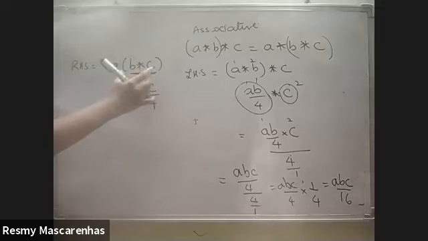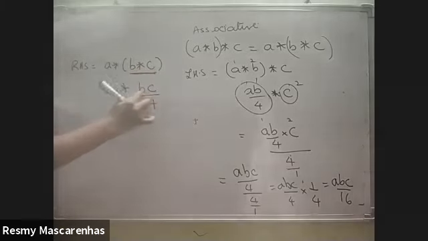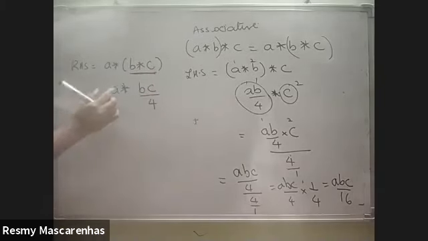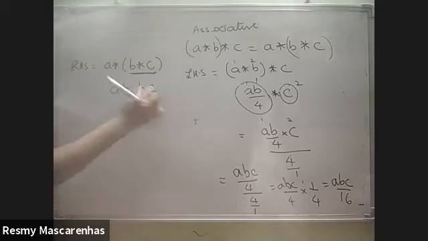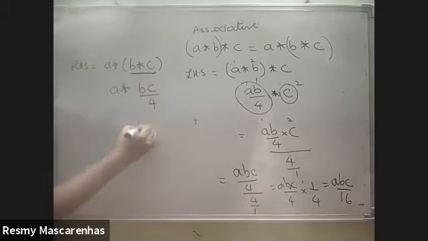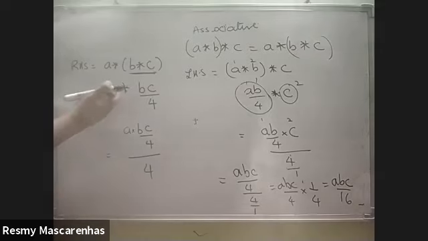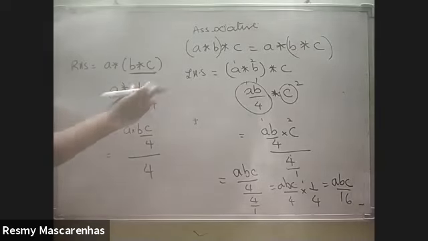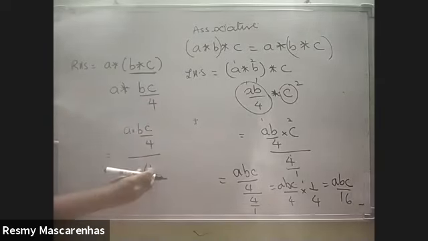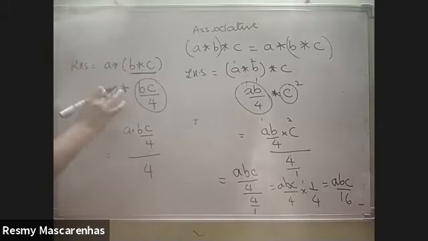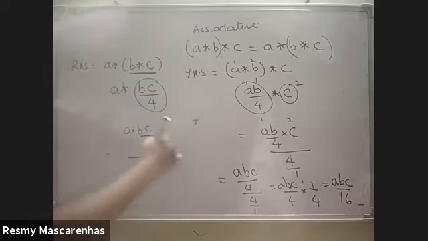Now we have to solve this part first. So BC upon 4. Now this is your first term. This is your second term. So what will it be? Same as this one: A into BC upon 4. Again this is like A and this is like AB: A into B upon 4. So same, it will be 4 again.